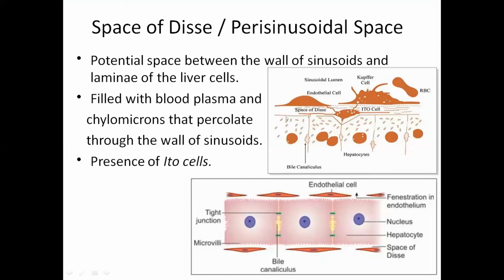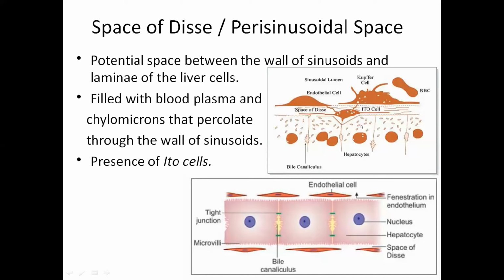So the space of Disse, a little detail about the space of Disse, or perisinusoidal space, and how this space is formed. The space is formed between the walls of sinusoids. This is the wall of the sinusoid and this is the lumen of the sinusoid. Here you can see the lamina of the liver cells, the hepatic cords. In between the wall of the sinusoids and the lamina of the hepatic cells, there is a space. This space is called the space of Disse or perisinusoidal space.